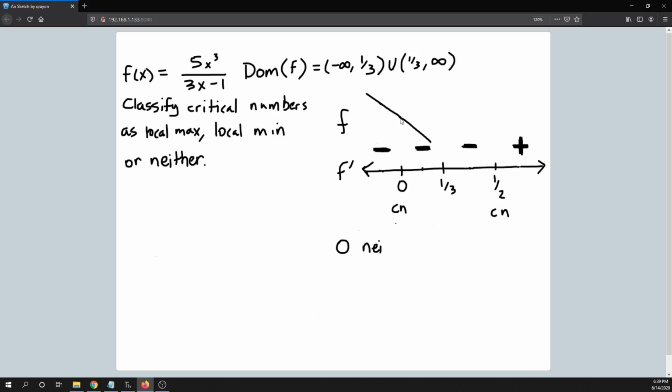So it is neither a local max nor a local min, because it doesn't matter how close you get to that point on the graph corresponding to 0, there's always going to be some points that are a little bit higher and some points that are a little bit lower. So it can't be locally the highest or lowest. All right, 1/3, again, we don't even worry about that. It's not a critical number, so we move on to 1/2.